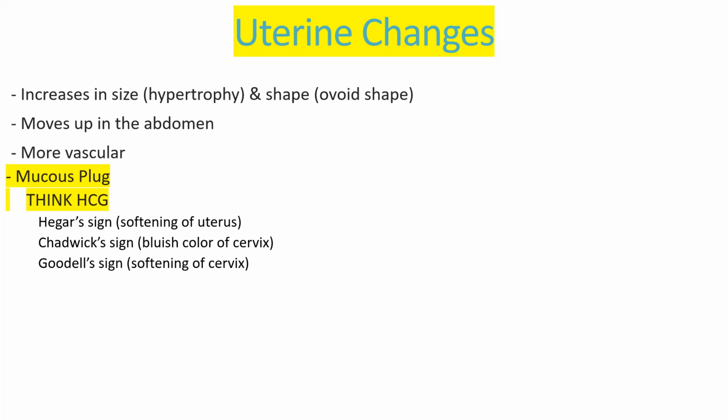And then we go into our three big things here: Hegar's, Chadwick's, and Goodell's. The way I memorized this was just by going by HCG. Always write it on top of each other, and that'll really help you. So Hegar's is the softening of our uterus. Chadwick's is the bluish color of our cervix. And then Goodell's is the softening of the cervix. I feel like that's kind of straightforward, but if you have any questions, I did put some practice questions in there to test if it really sticks with you till later.